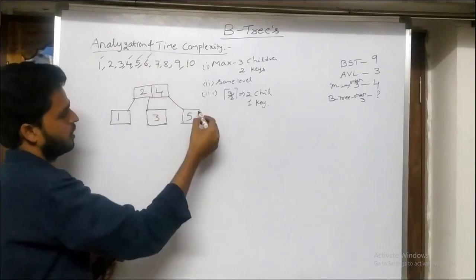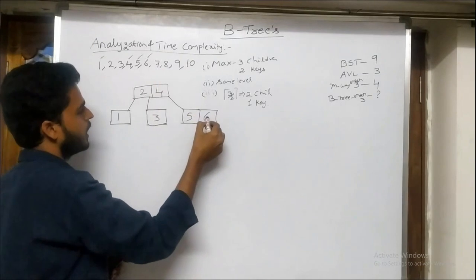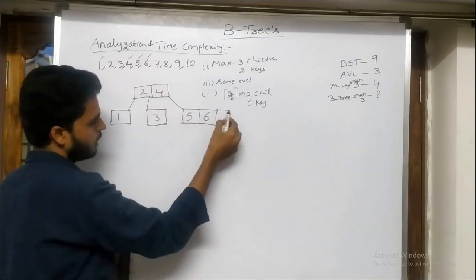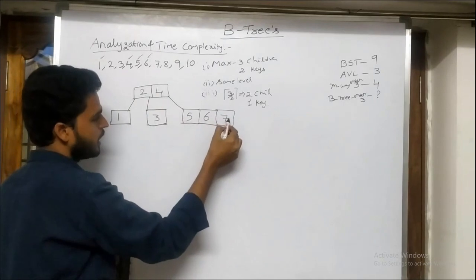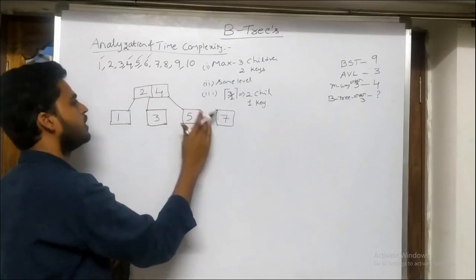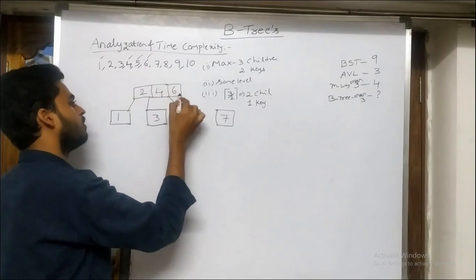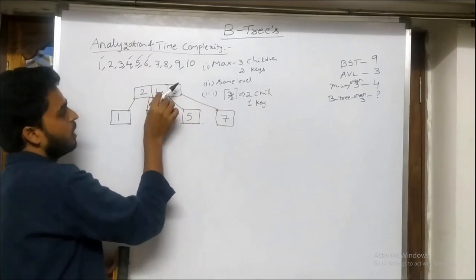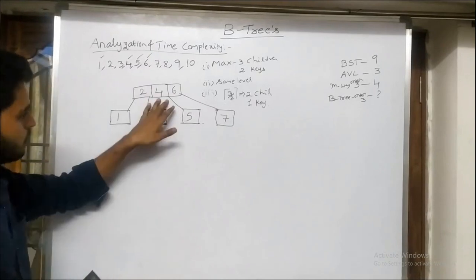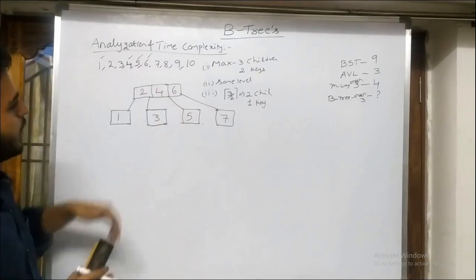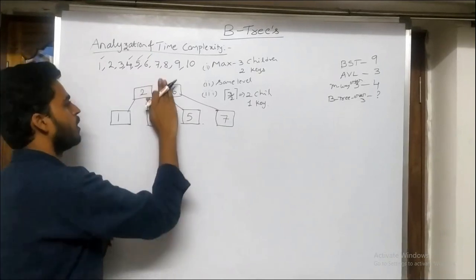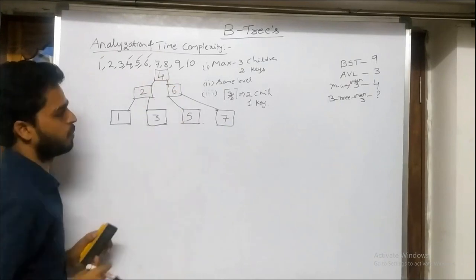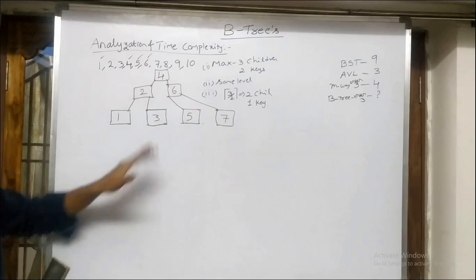Next I got 6. 6 will be inserted here because 6 is greater than 4. There is no problem. Next 7. 7 is greater than 4. 7 will be inserted here. After inserting this, it is violating, so we will make 6 here. If we make 6 here, it is violating. Because of the violation, I need to pick up the middle element. If I pick up the middle element, my 4 will go as the root node. Now there is no violation.